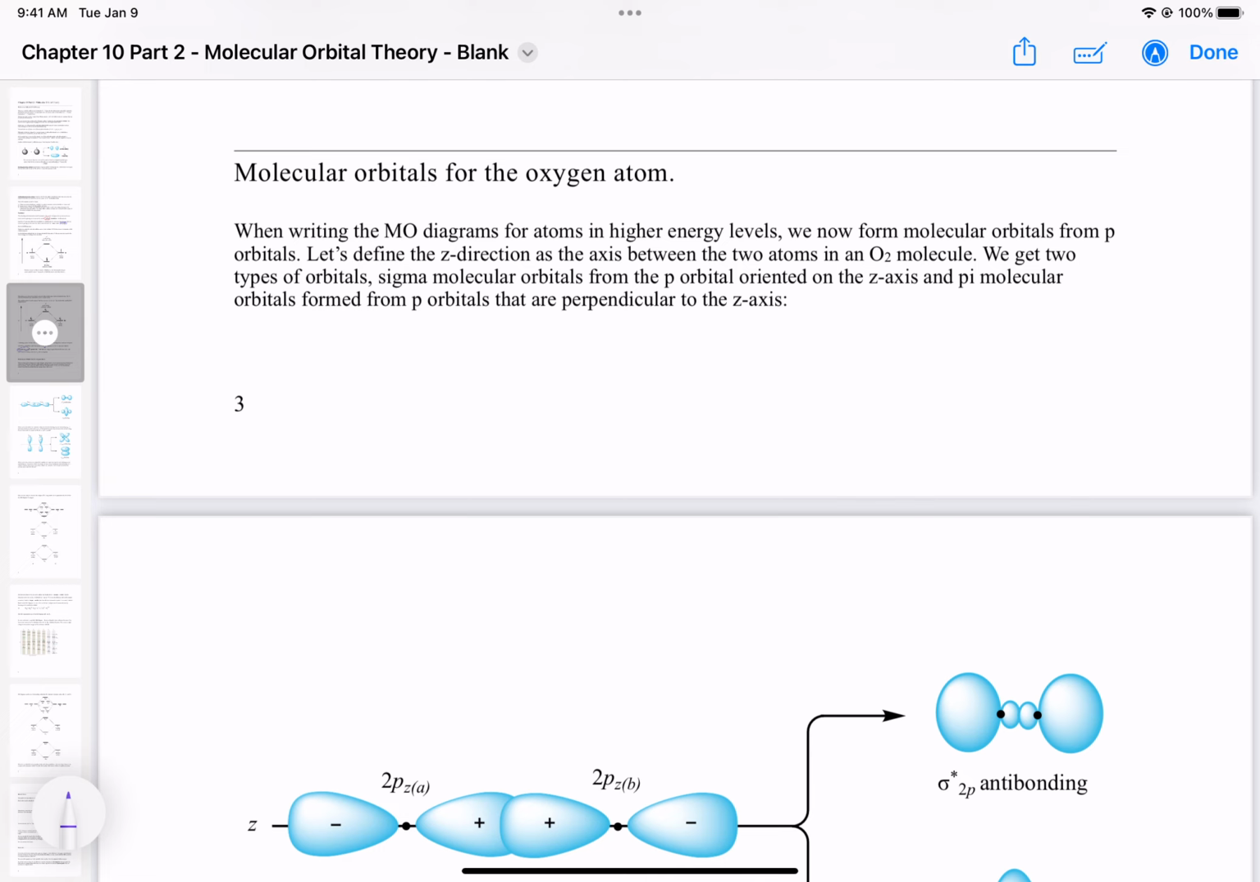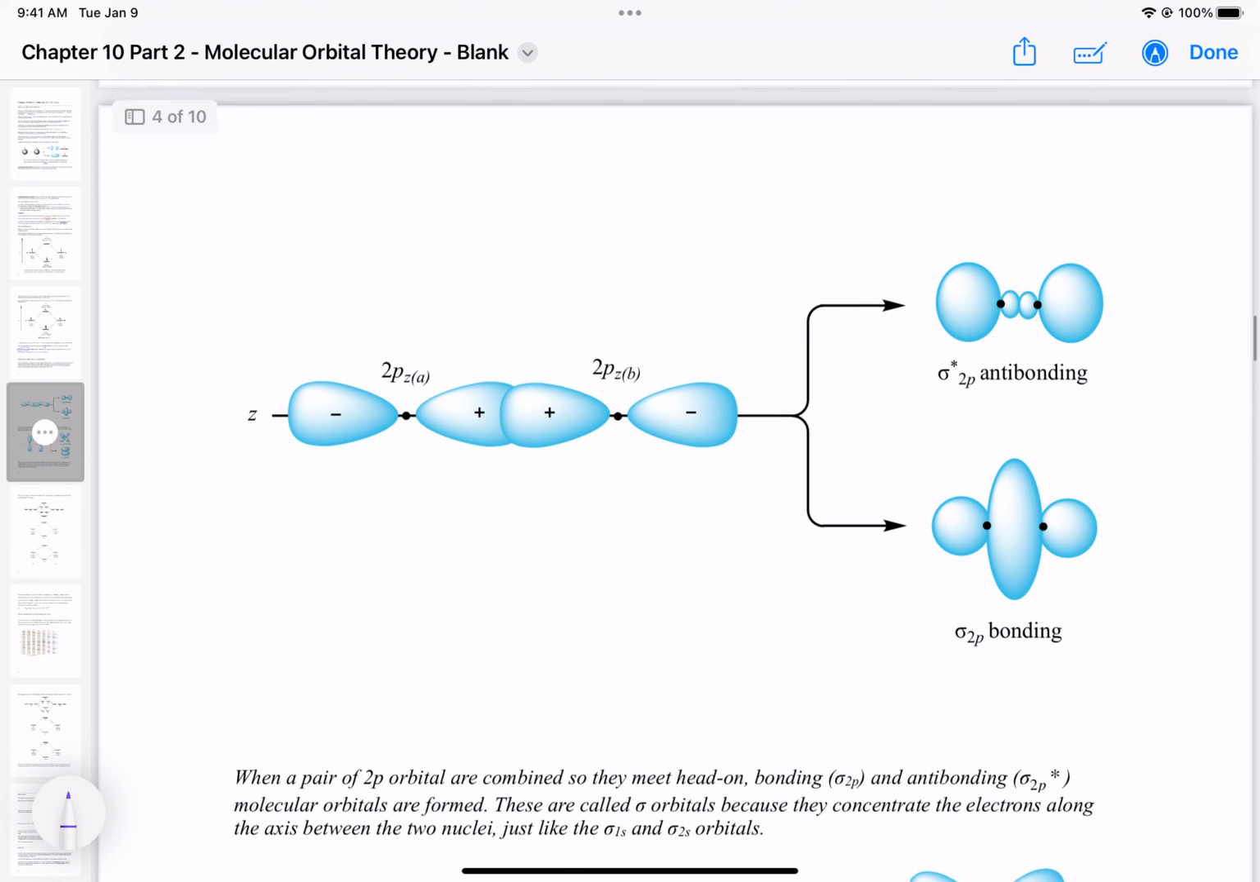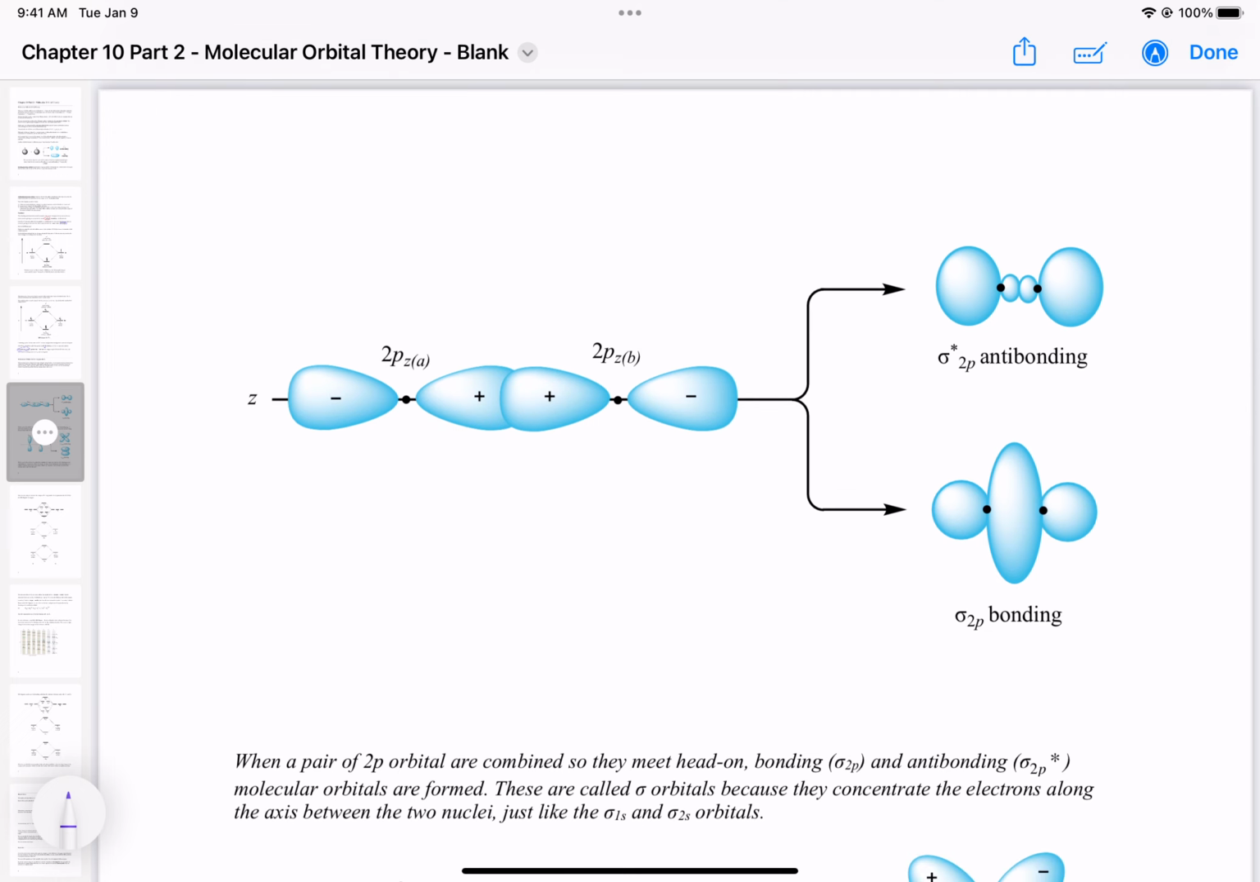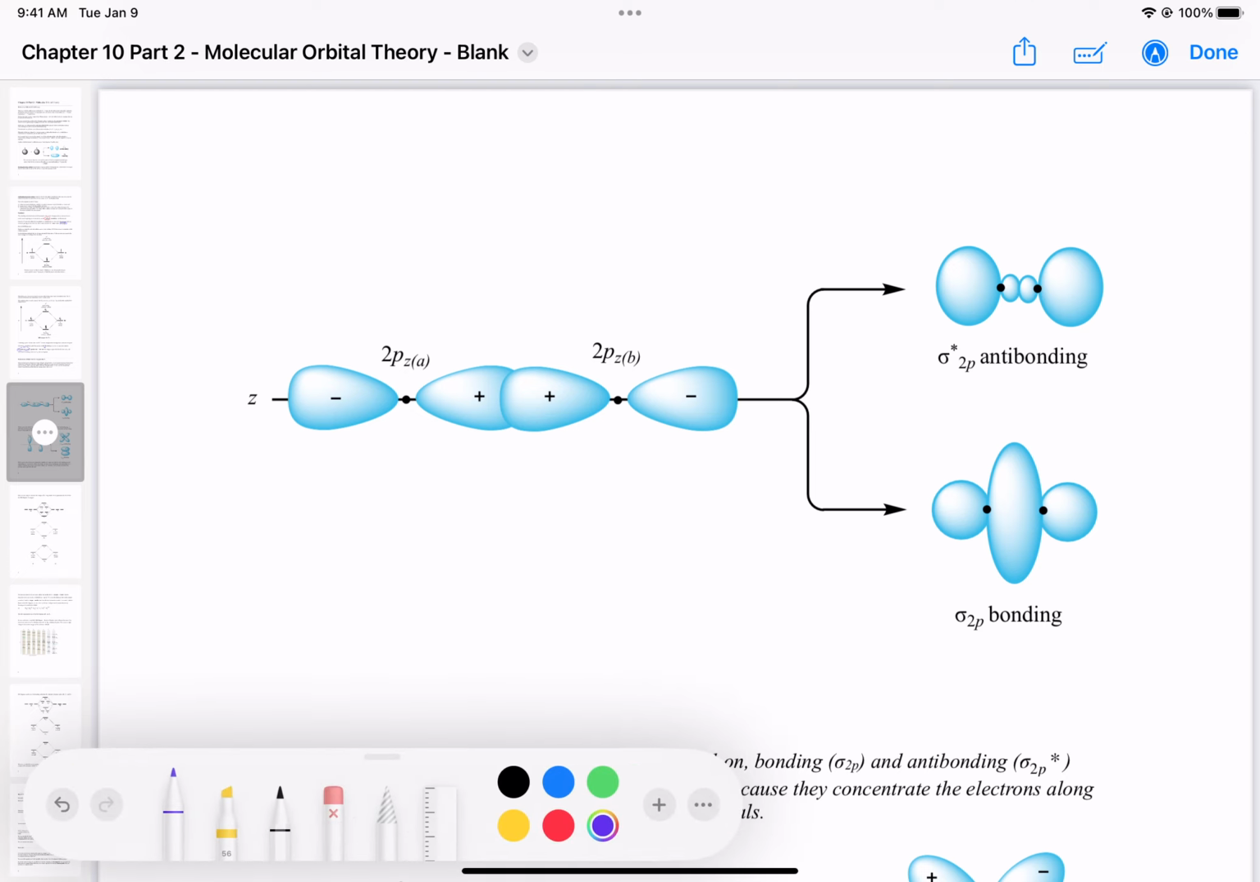So we get 2 types of molecular orbitals here. Sigma molecular orbitals, like a sigma bond, come from direct overlap of the p orbitals on the z-axis. And then pi molecular orbitals. So we get pi bonds as well, formed from p orbitals that are perpendicular to the axis. So in this case, we get sigma 2p bonding and sigma star 2p antibonding orbitals right here.